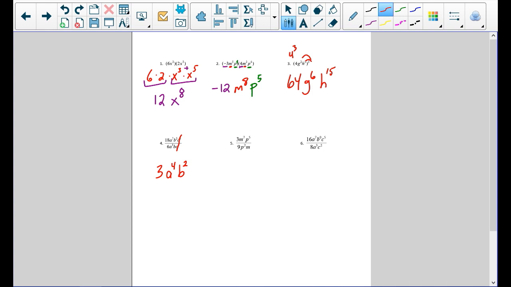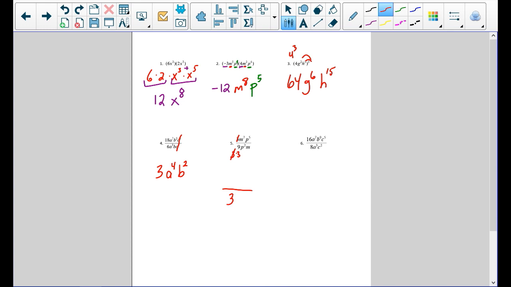Now number 5, does 3 divide by 9? Does 9 go into 3? No. But I can simplify. Okay? So just like your normal fractions, if I had 3/9, well 9 is 3 times 3, right? So this 3 on top cancels with one of the 3's on the bottom. So really I have a 3 in the bottom of that fraction, right?